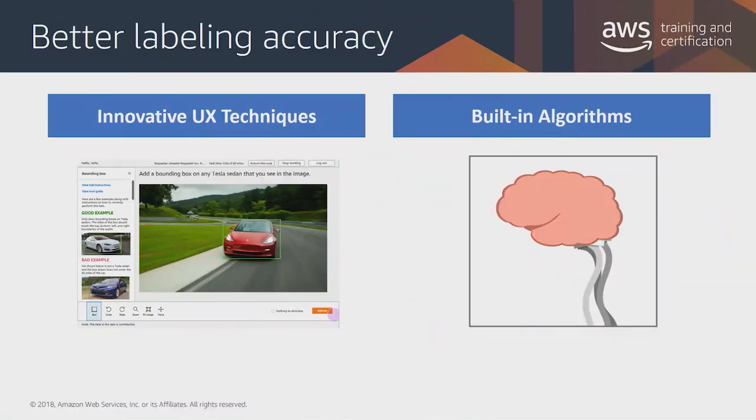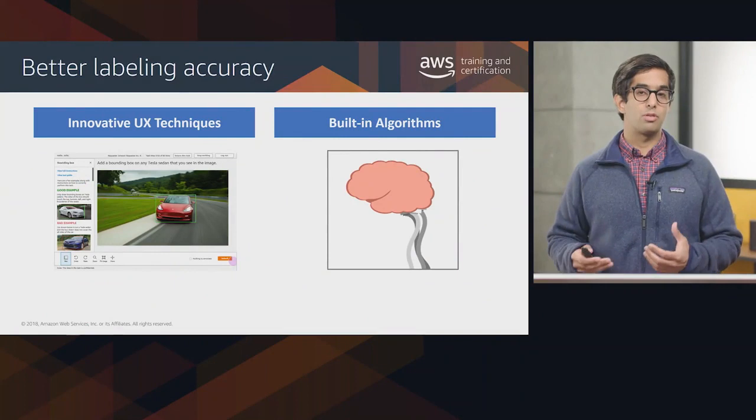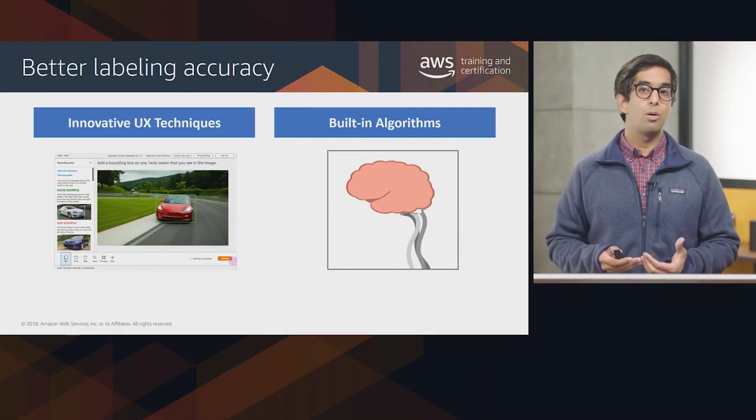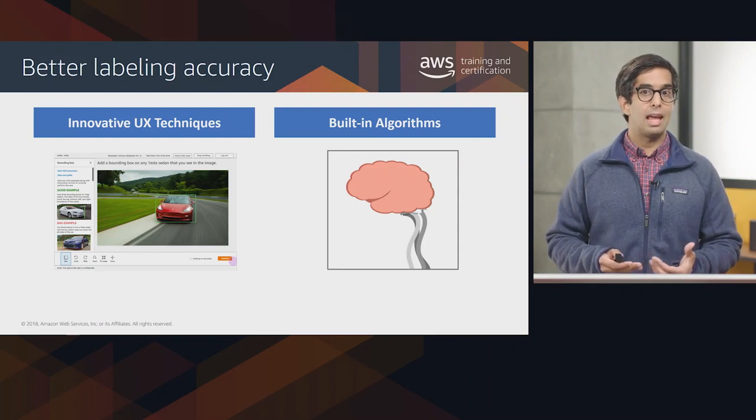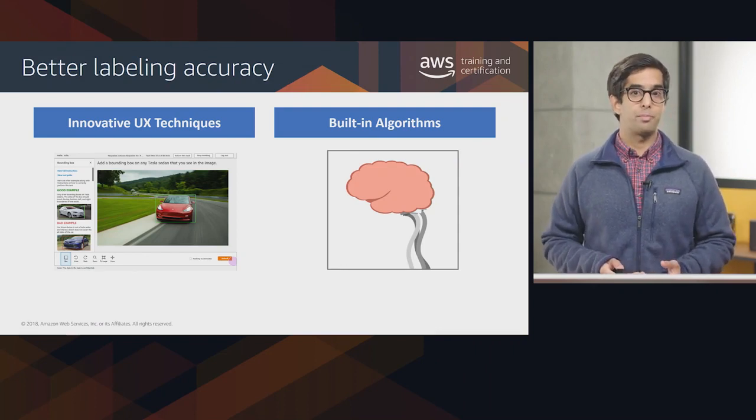So now let's talk about how GroundTruth helps you improve the accuracy of your data labeling. There's two core aspects here. The first are innovative UX techniques that are directly built into these templates that you can use for common labeling tasks. In addition, GroundTruth provides a set of built-in algorithms that help improve the accuracy of labeling by taking in the inputs of workers and outputting a high-fidelity label.